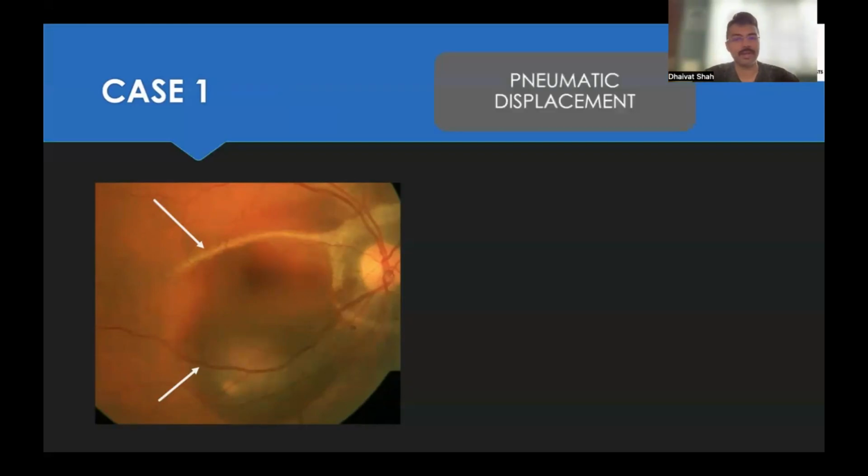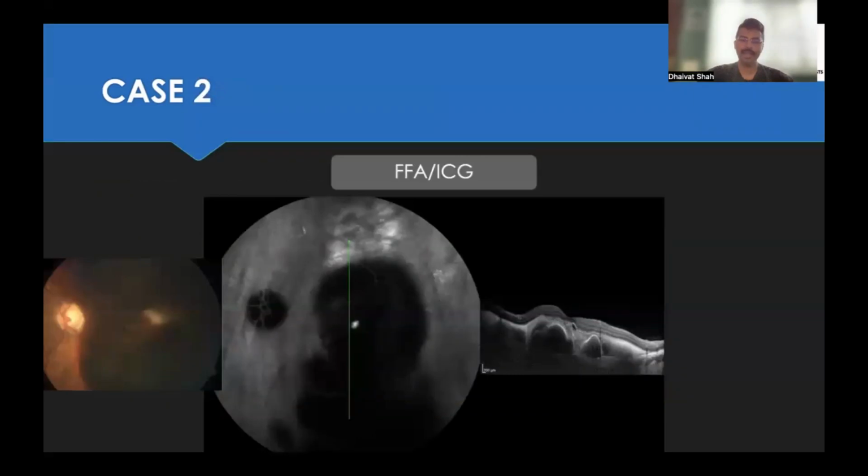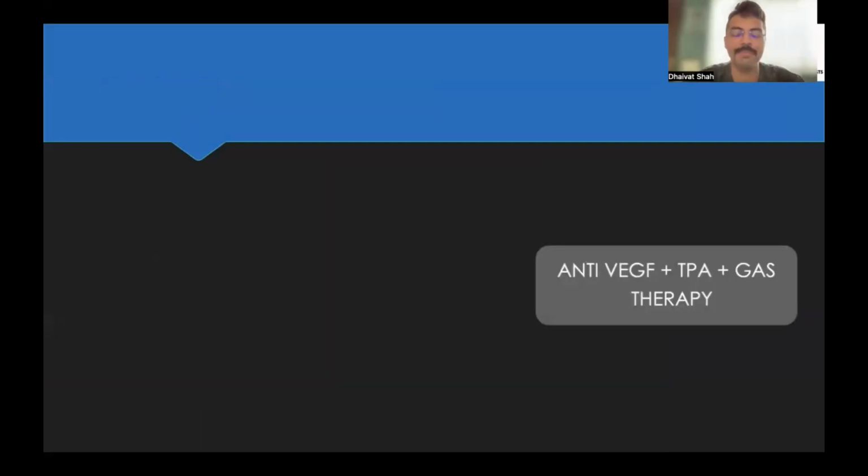So this case was advised a pneumatic displacement. And 2 months down the line, the blood had completely displaced inferiorly and the macula was free of hemorrhage. Let's look at another case of a 60-year-old gentleman with a large submacular bleed that was even extending beyond the posterior pole. So when we did the ICG for this patient, there was a hotspot which absolutely corresponded to the tall notched PED. Hence, this was a case of a polypoidal choroidal vasculopathy which has bled.